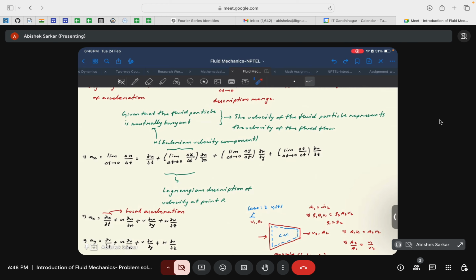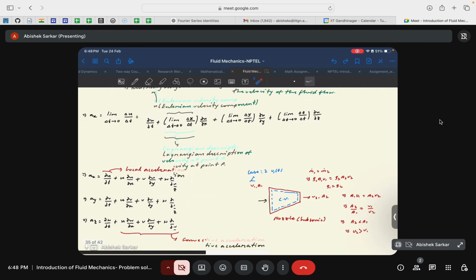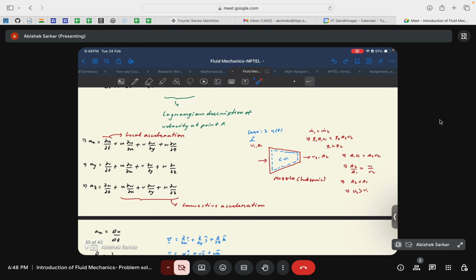The Eulerian and the Lagrangian velocities are the same. Okay, in this approximation delta t tends to 0. So the acceleration field now becomes ax equal to dou u by dou t plus u dou u by dou x plus v dou u by dou y plus w dou u by dou z.